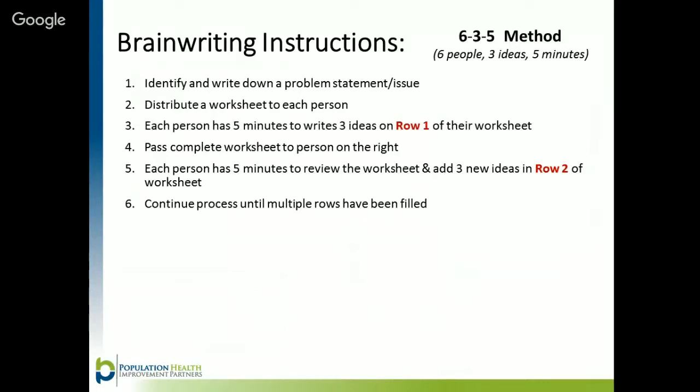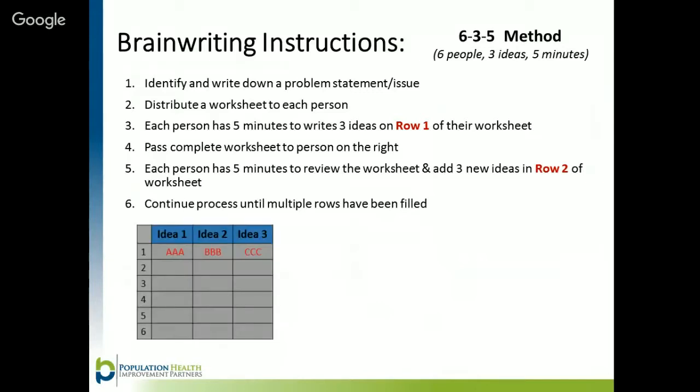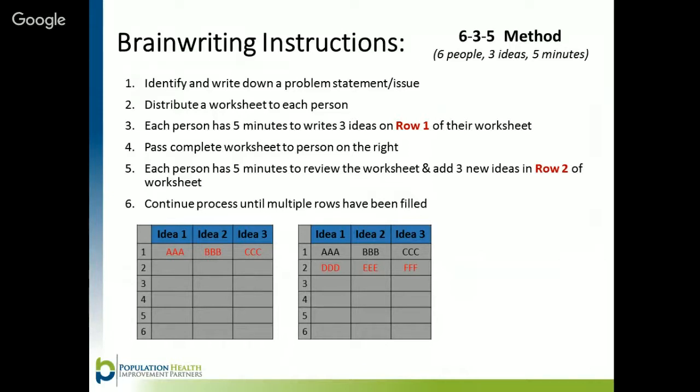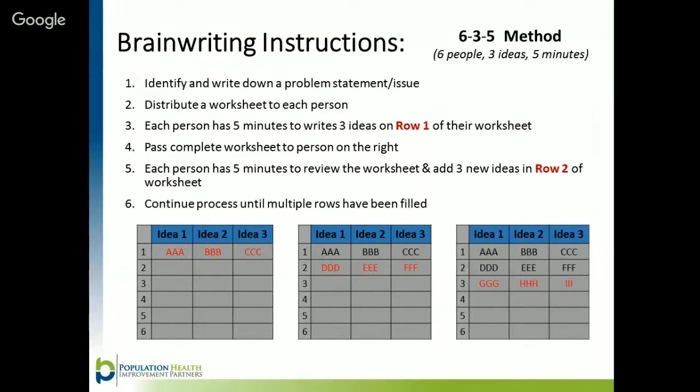Each person has 5 minutes to write 3 ideas on row 1 of their worksheet. Next, pass the worksheet to the person on the right. Each person has 5 minutes to review the worksheet and add 3 new ideas in row 2 of the worksheet. These new ideas can be completely different, or they can be variations of ideas already on the sheet. There is no talking or discussion during the rounds. Continue the process until multiple rows have been filled in and your team is satisfied with the results.